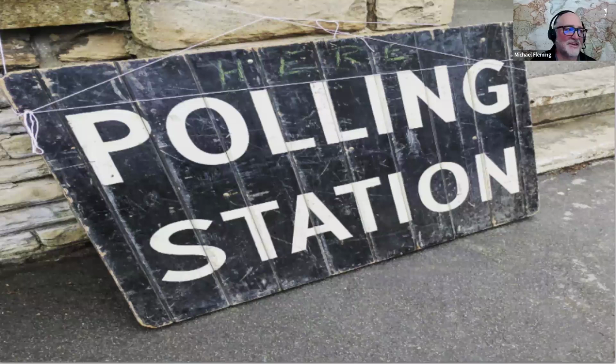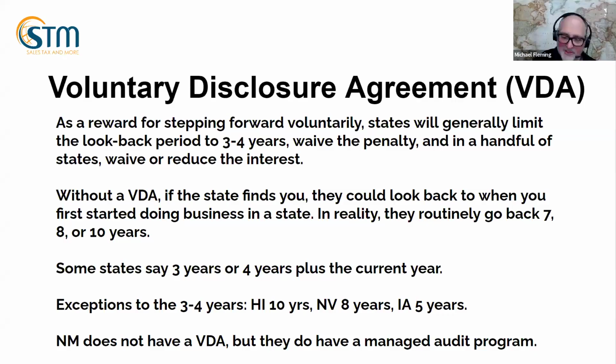All right, so let's talk about voluntary disclosure agreements. I thought about putting this up front because we talk about it so much throughout the presentation. A voluntary disclosure agreement is a program that a state has, and as a reward for stepping forward voluntarily, they're going to limit the look back period to 3 to 4 years. So, a state like California goes back 8 years, but their VDA look back period is 36 months. So right away, you're saving 5 years of back tax plus the associated penalty and interest. That limited look back period is a huge benefit of a VDA.